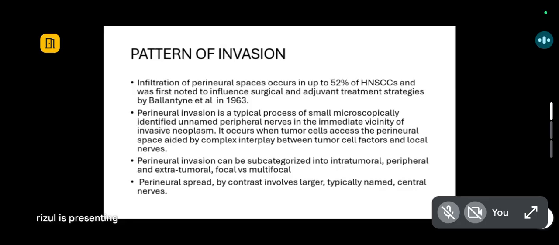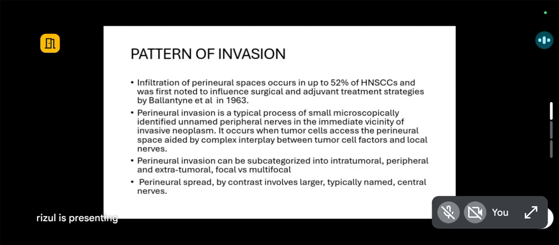It is the process of involvement of small, microscopically identified, unnamed peripheral nerves in the immediate vicinity of the invasive neoplasm, and it occurs when the tumor cells access the perineural space, aided by the complex interplay between the tumor cell factors and the local nerves. Further, perineural invasion can be subcategorized as intratumoral, peripheral, and extratumoral, or classified as focal versus multifocal.